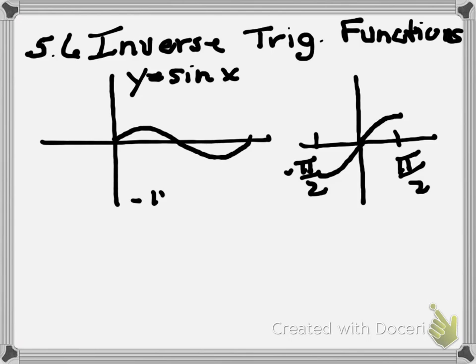So it's between negative pi over 2 is less than or equal to x is less than or equal to pi over 2. So just that portion of the graph.